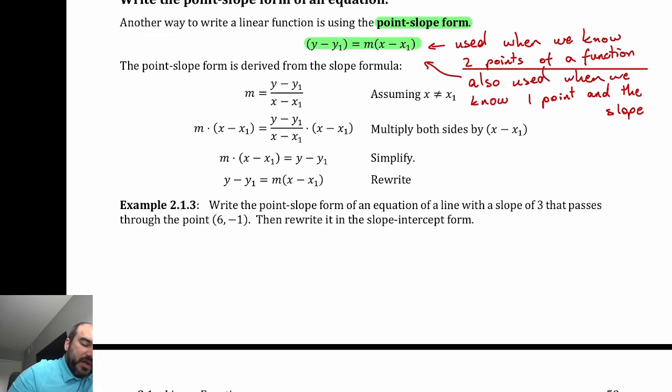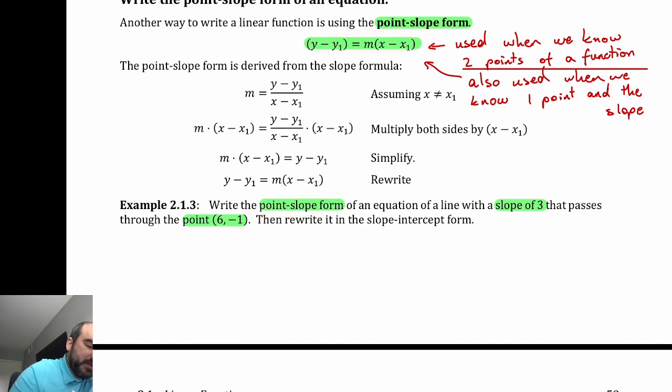So first example here says write the point slope form. So let's highlight that. Write the point slope form of an equation of a line with a slope of 3. That's important. We know the slope that passes through the point 6 comma negative 1. So do we have the slope and a point? Yes. So we have 1 point and the slope, which means we can use the point slope form that we have up here.